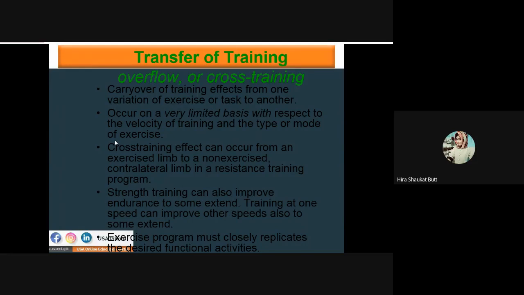Although there is a little evidence that a small degree of transfer of training does occur in resisted exercise programs, some studies say that different exercise programs must be designed that closely replicate the desired functional activities, because many variables are possible in the exercise program, so they can match the requirements and demands placed on the muscle of the person during a number of functional activities.